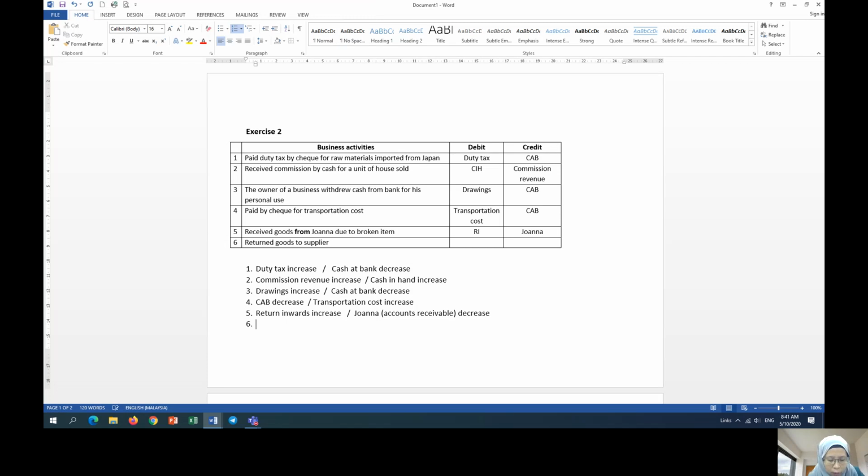And next we have sixth activity, which is return goods to supplier. Ayatnya sangat mudah, okay? Apa yang dimaksudkan dengan transaksi yang keenam adalah kita telah memulangkan barang kepada supplier. Alright. Ada perkataan return tu. So kita tahu mesti ada kaitan dengan account return inwards ataupun return outwards. Okay, now the question is, what is the correct account should we open for our 6 business activities? Is it return inwards or return outwards?